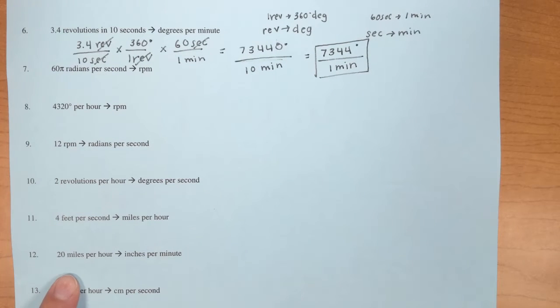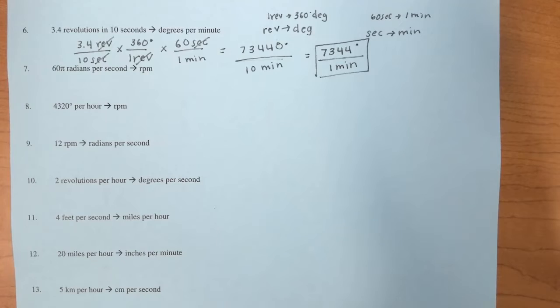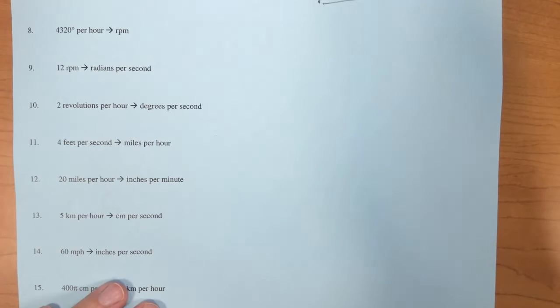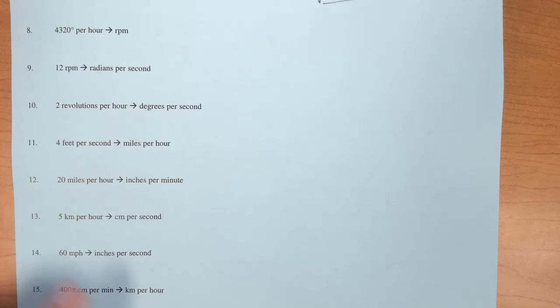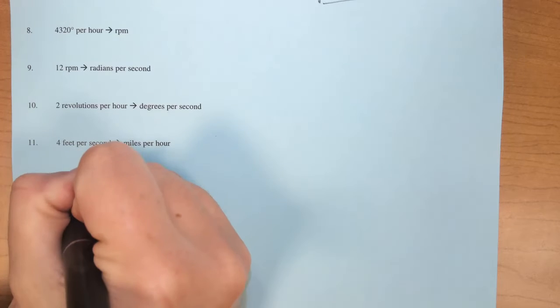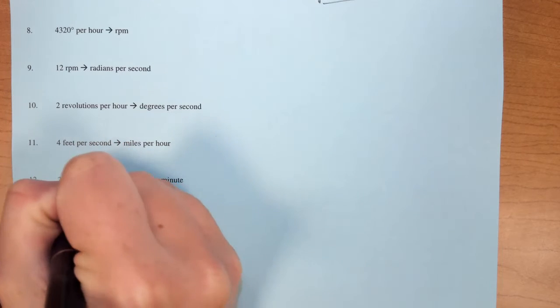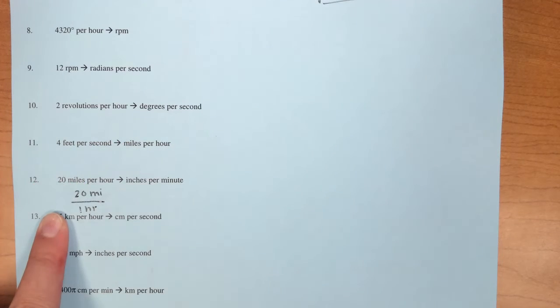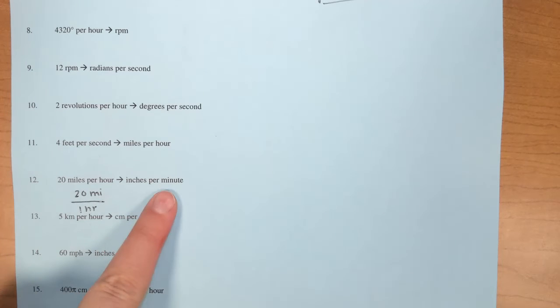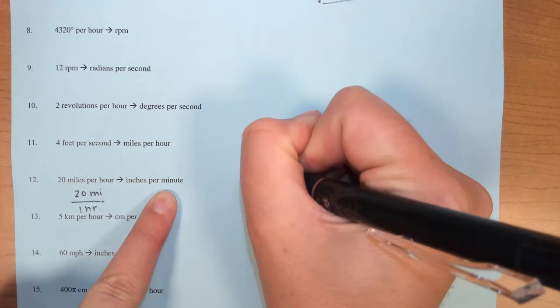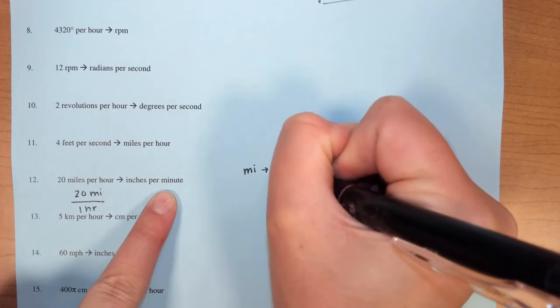20 miles per hour, we want to turn that into inches per minute. So this is going to be a little bit longer than that last example just because there's a lot more conversions to think about. So we're starting with 20 miles per hour. I'm going to rewrite it like this. And we need to convert to inches per minute. So the first thing we need to worry about is miles to inches.